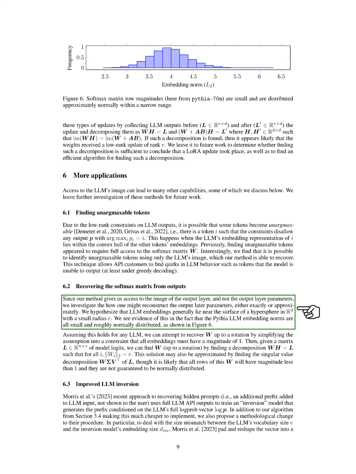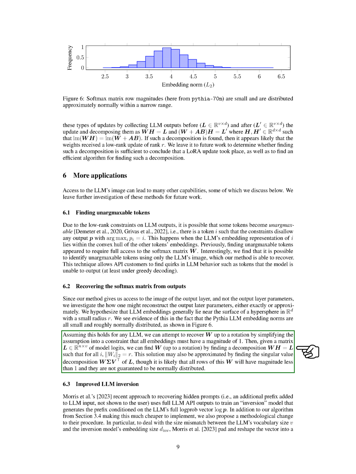We believe that the LLM embeddings are typically located near the surface of a hypersphere with a small radius. This is supported by the observation that the Pythia LLM embedding norms are small and follow a roughly normal distribution. Assuming this pattern holds for any LLM, we can try to recover the parameters by enforcing a constraint that all embeddings must have a magnitude of 1.